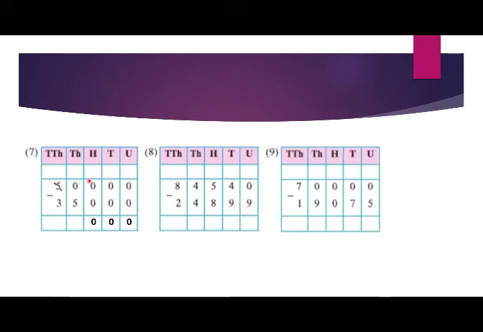I'll cut down this 5, reduce it by 1. I'll make it 4. Now I'll cut down this 0. This will become 10. 10 minus 5, 5. 4 minus 3, 1.